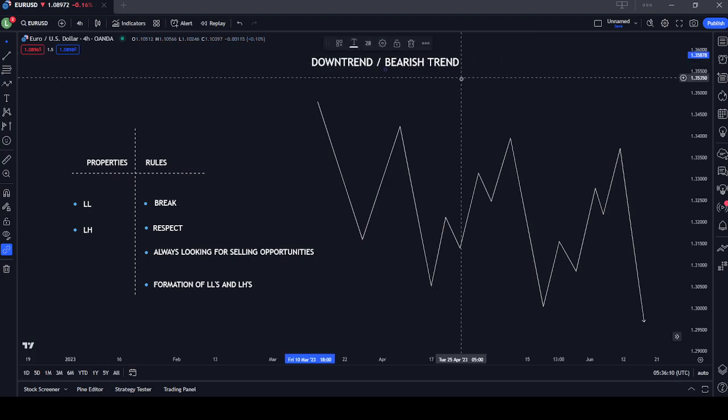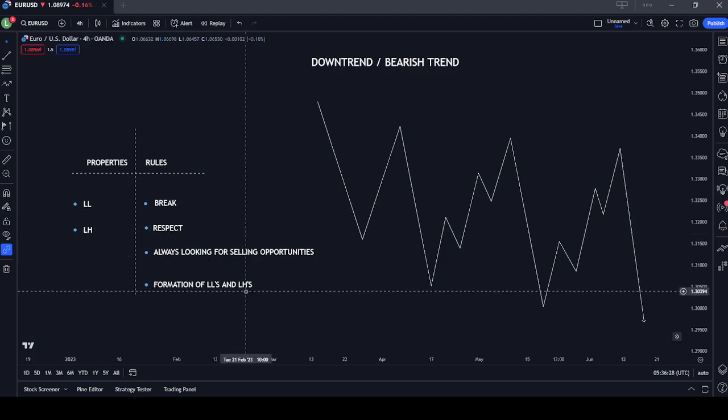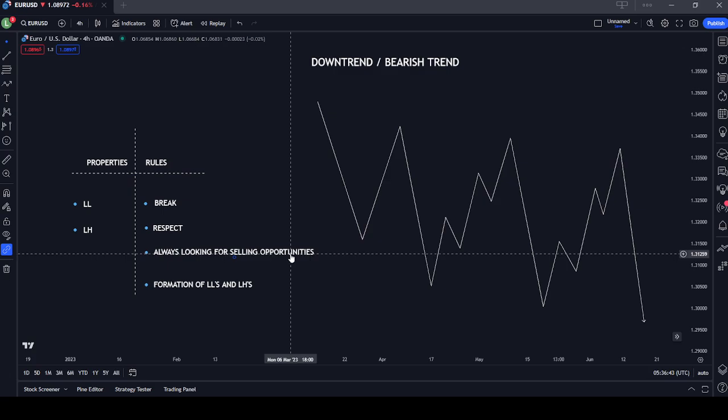So like I said, each and every trend has its own properties and rules. So here we are on a downtrend, right? It says on properties we have lower lows and lower highs, which means a downtrend is the formation of lower lows and lower highs. Simple as that. And on rules it says we break lower lows and respect lower highs. And on a downtrend, we are always looking for selling opportunities.